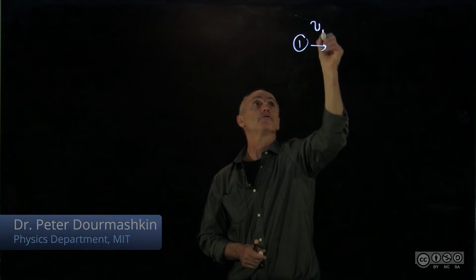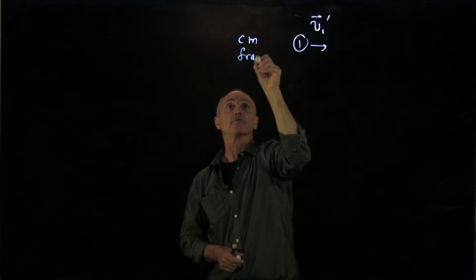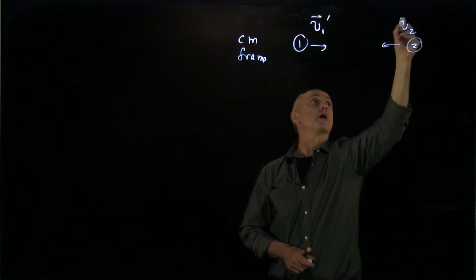Let's calculate the kinetic energy in the center of mass frame of two objects that are colliding. I'm going to use prime for the center of mass frame velocity. So we have v1 prime and we have v2 prime.